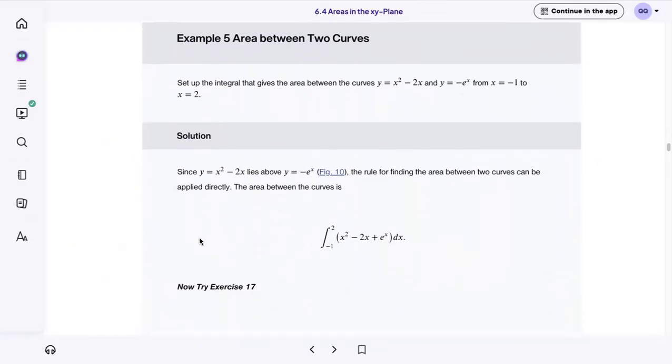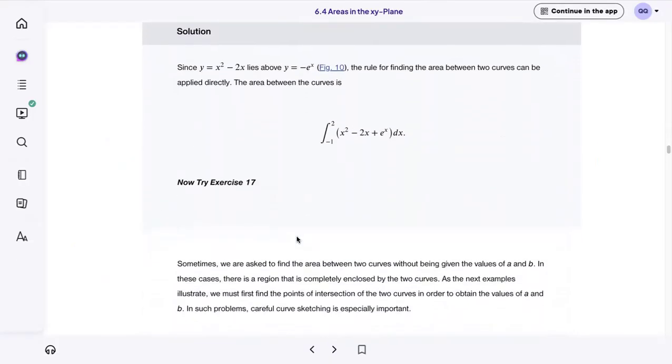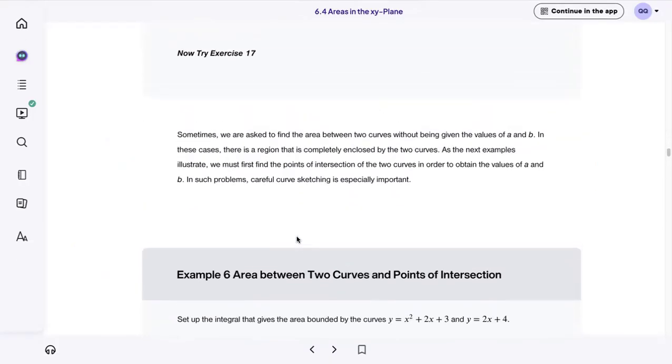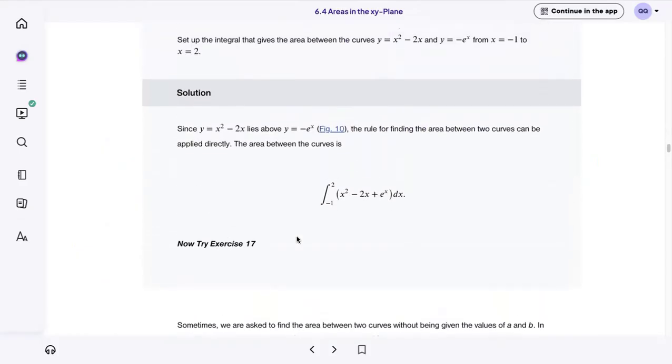Okay, let's see this one. So we have x squared minus 2x and negative e to the x. We want to evaluate the area from negative 1 to 2. Well, let's see the graph first, because without the graph, we don't know how to set up. So this is saying x squared minus 2x lies above. Okay, because we have this picture earlier.